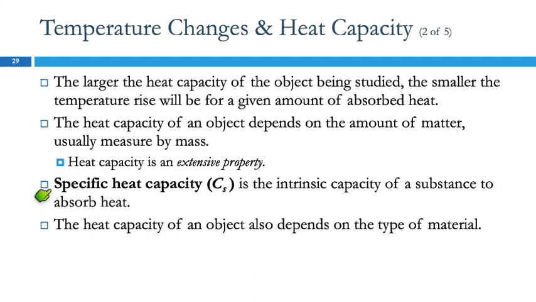So we have a similar concept. It's called specific heat capacity. That's a capital C with an S after it. And this is an intensive property. It's the intrinsic capacity of a substance to absorb heat. So how much heat this thing absorbs is going to depend on how big it is and also what it's made out of. But because the specific heat capacity does not depend on its mass, the specific heat capacity of a small thing of water and a big thing of water is the same number.